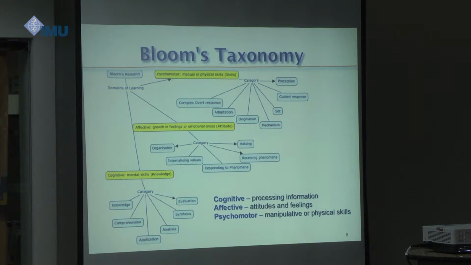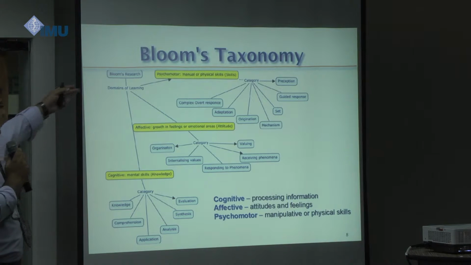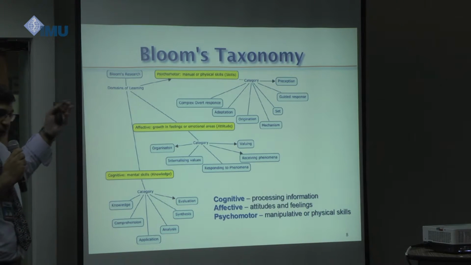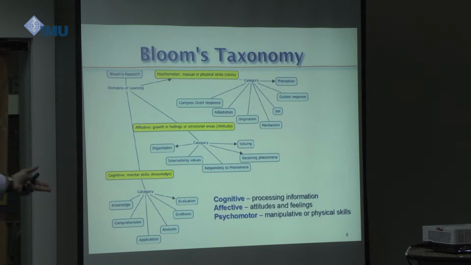Now, coming back to the main thing about Bloom's taxonomy. If you look at this slide, there are psychomotor, affective, and cognitive domains. This is the original one, and they have explained it accordingly.